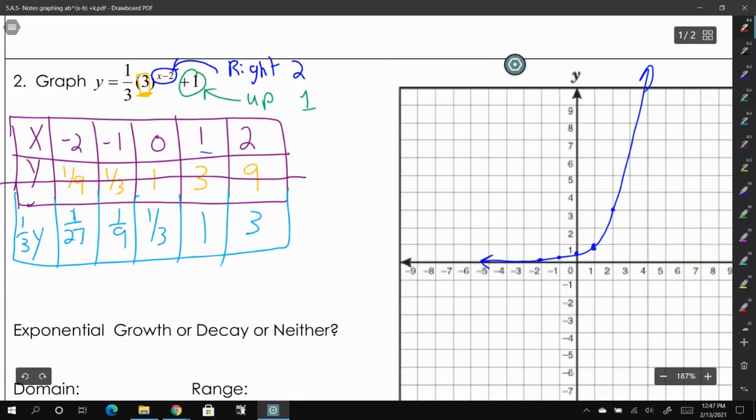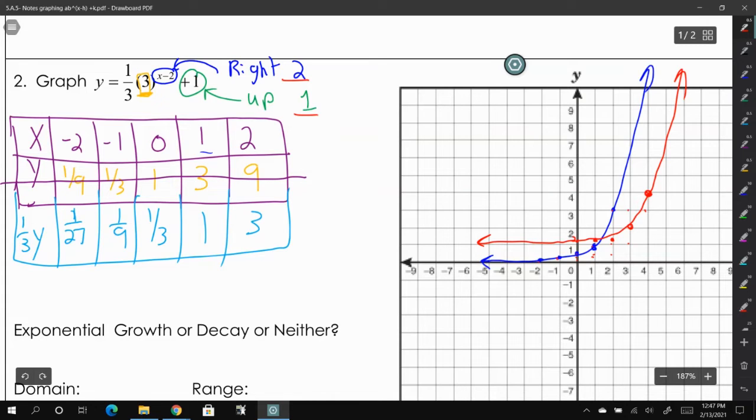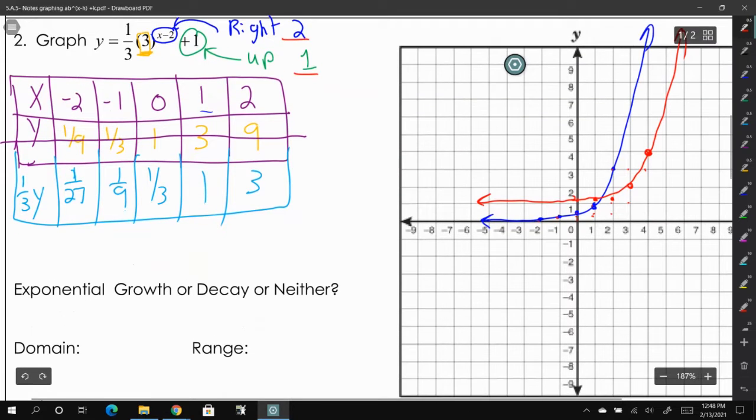But now we're going to take each point and go right 2 and up 1. So right 2, up 1. Right 2 and up 1. Right 2 and up 1. Right 2 and up 1. And right 2 and up 1. So now our graph looks like this. Now based on that red graph, we can answer the questions.